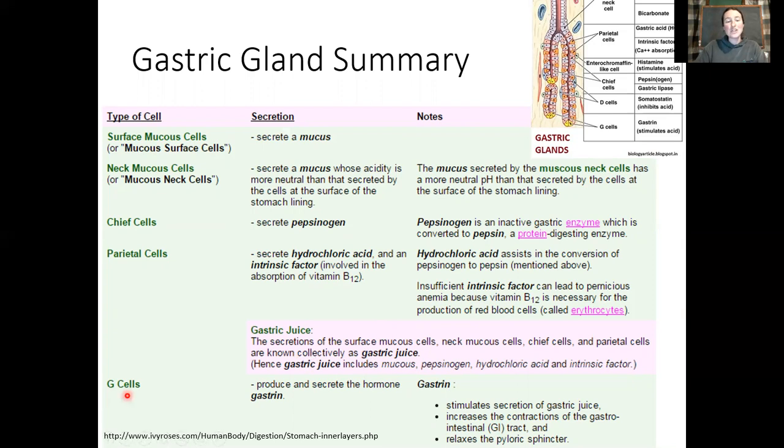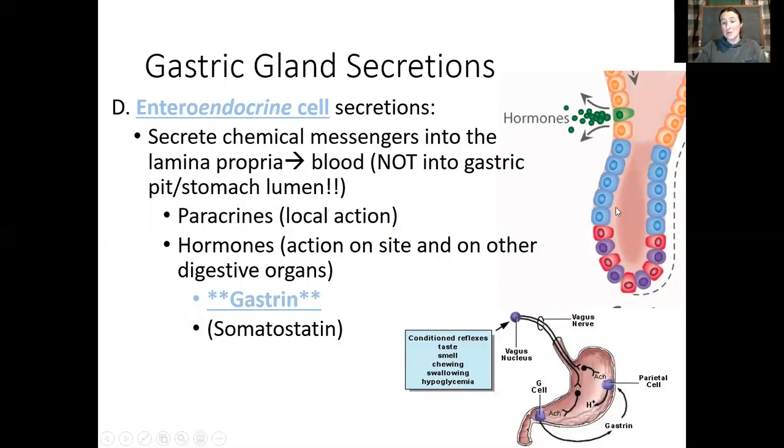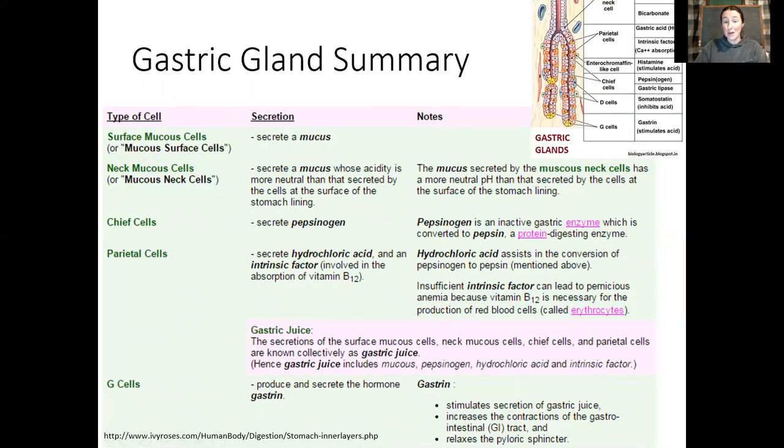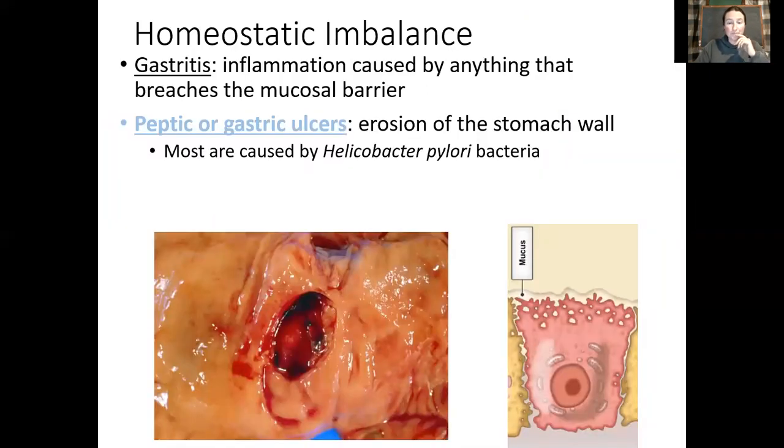Okay. Finally, the G cells are going to release hormones. So instead of releasing contents into the pits and therefore into the stomach itself, the hormones are released into the blood to control a larger number of organs. Okay. So this is just for your study purposes.